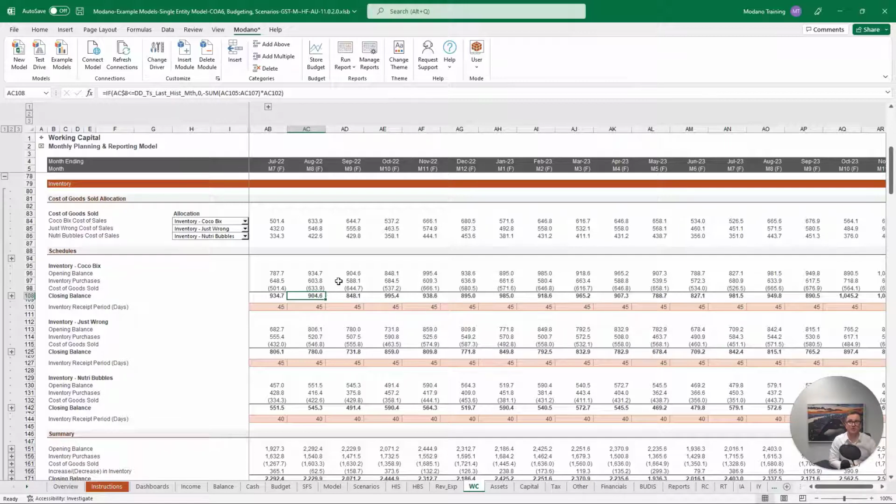So the two items that we focus on are our inventory purchases and our closing balance. So looking ahead from the end of September, we know that we must have enough stock to meet the next 45 days requirements. Now we assume that COGS is expensed evenly throughout a period.